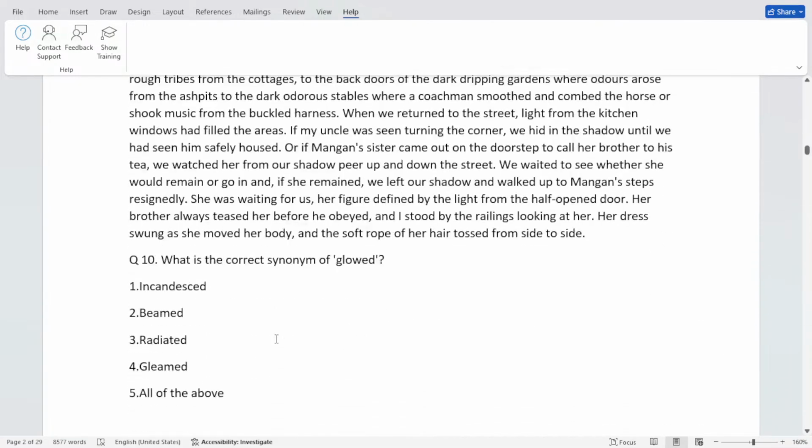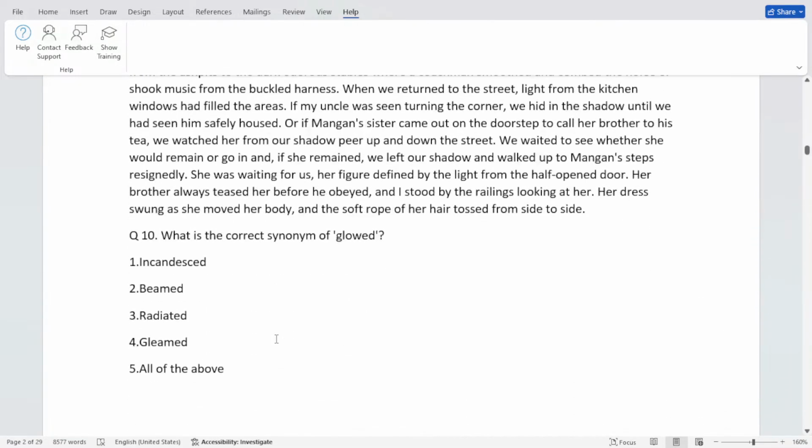10th question, comprehension is given. What is the correct synonym of glowed? Glowed is given. So here options were given. The first one is incandescent, strikingly bright and radiant. Here a synonym is nothing but a word with the same meaning. Here the meaning is bright, radiant and clear glow.